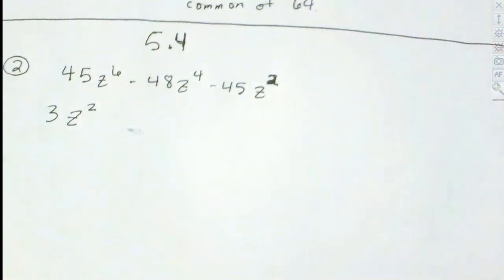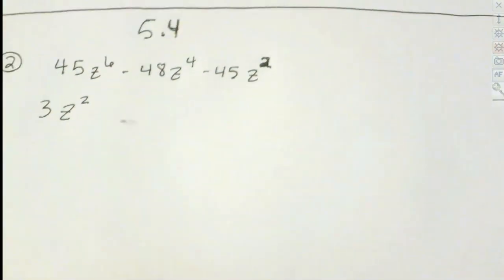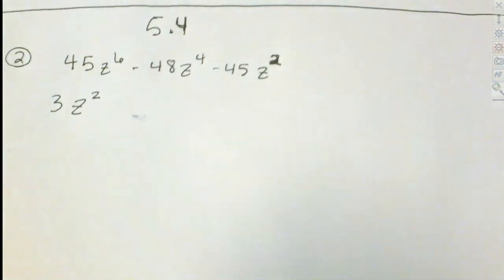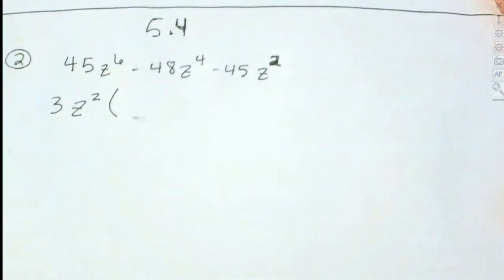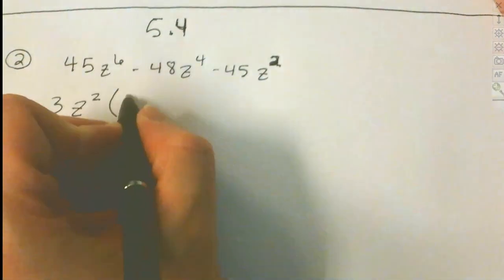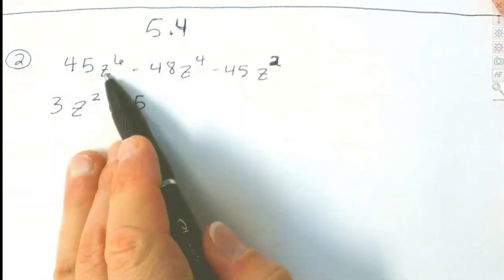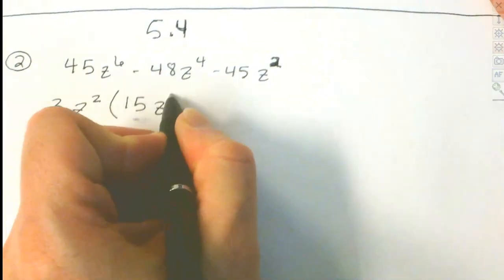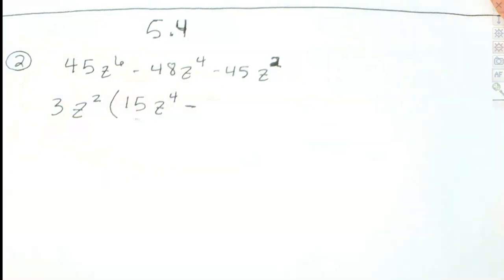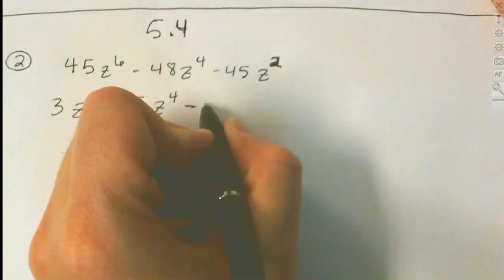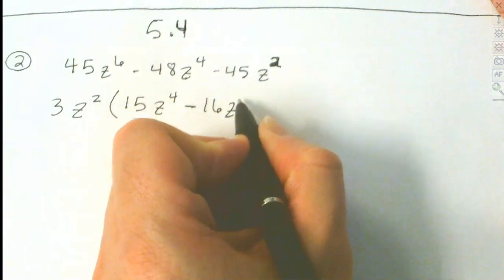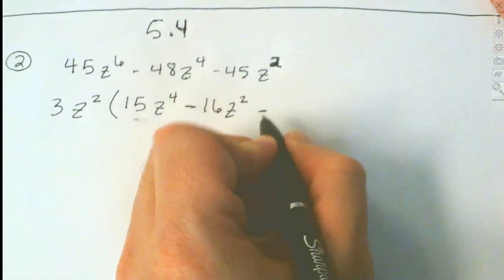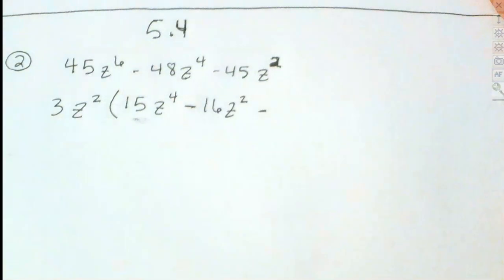Very, very first thing you do before any other type of factoring is applied, you look and you see if something's in common. So now we just divide. So we've got 45. We're going to divide that by 3. And that leaves you with a 15. We've got z to the 6th, taking out 2 of them. That leaves you with a z to the 4th. And we've got a minus. Then we've got 48. We're going to divide that by the 3. And that leaves you with the 16. Z to the 4th, take out 2 of them. That leaves you with the z squared. And we still have that minus 45 divided by 3 again.